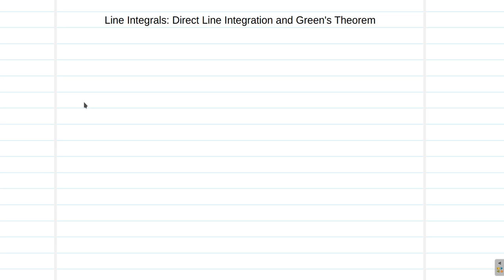Now, we're going to be looking at some examples of functions where you perform a line integral. We'll look at the two methods, right? And of course, they should give you the same answer. Remember, Green's theorem is not always shorter, but for most problems, it is. So it's usually a shorter method, right?